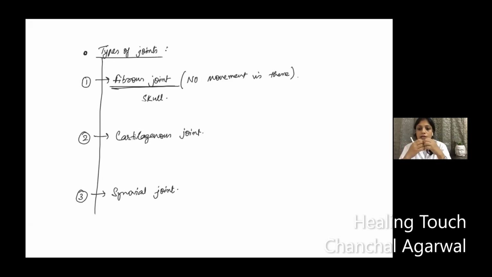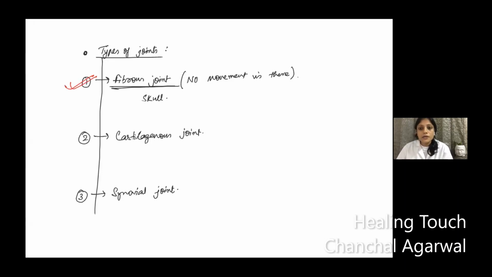The two bones are attached to each other with the help of fibrous tissue. दो जॉइंट के बीच में जो टिश्यू है जो उनको आपस में जोड़ता है, that is actually the fibrous tissue. So we call it fibrous joint. ठीक है? So this was first type, fibrous joint.